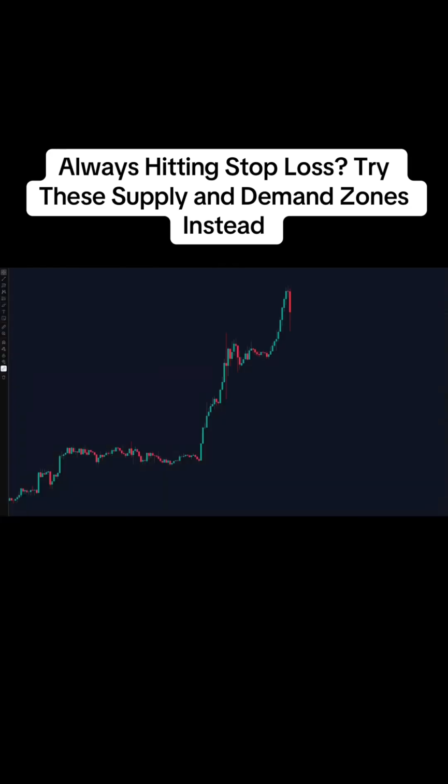On your TradingView chart, look for an area where candles are stacked closely with small wicks and tight consolidation. Then draw a rectangle around that zone from the lowest wick to the highest candle close. That's your demand zone. And it's where big buyers left their footprints.